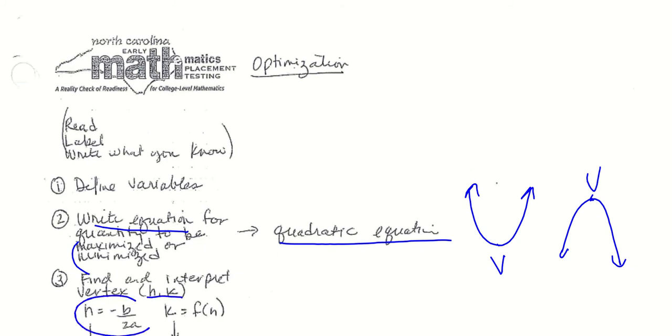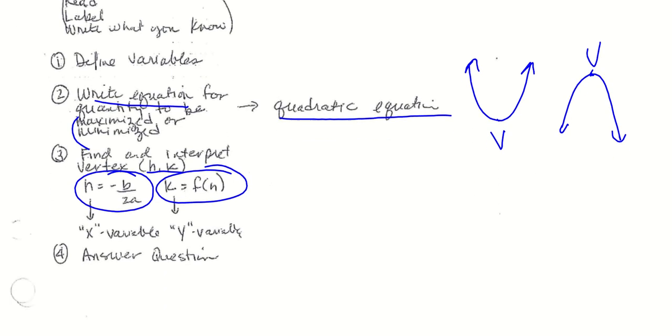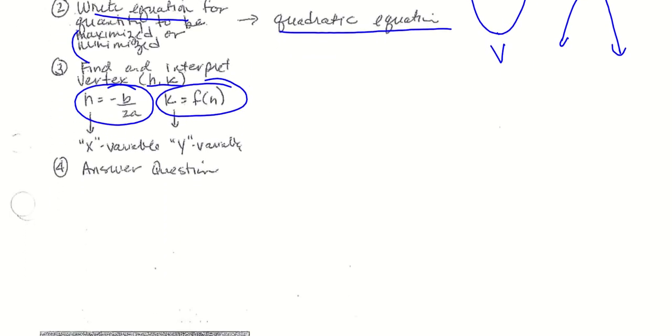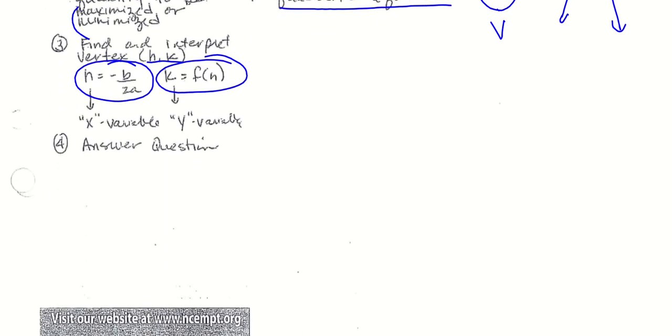We have a formula for finding the x-coordinate, the value of the independent variable, which we call h for the vertex, and that is negative b over 2a. And to find the y-coordinate, which we call k, we simply plug the value of h into our quadratic equation, and that gives you the value of our dependent variable, or our y. Okay. And then we use that to answer the question.